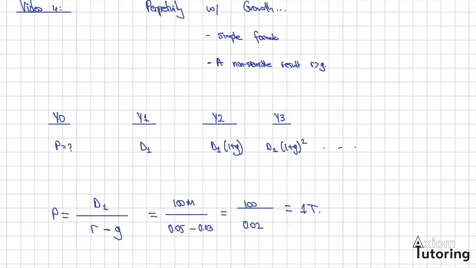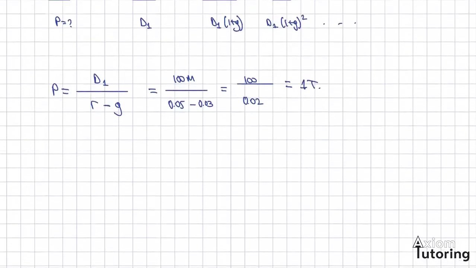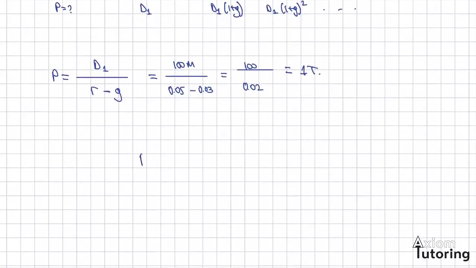So those are the mechanics. Those are the simple formula. So what's the simple formula? The formula is that the price is equal to the coupon payment in the first year, or the dividend payment, divided by R, which looks a lot like the perpetuity without growth, minus the growth G. Okay, and that's the first one.